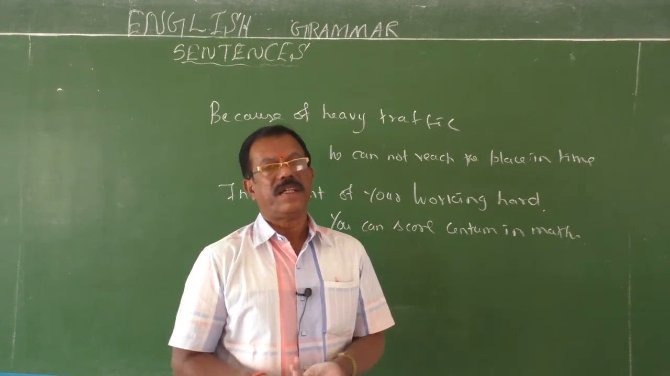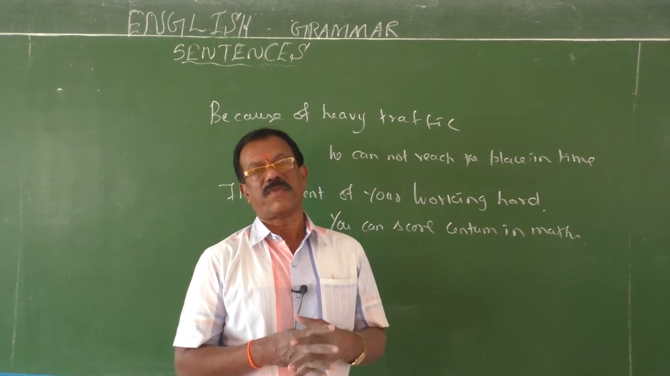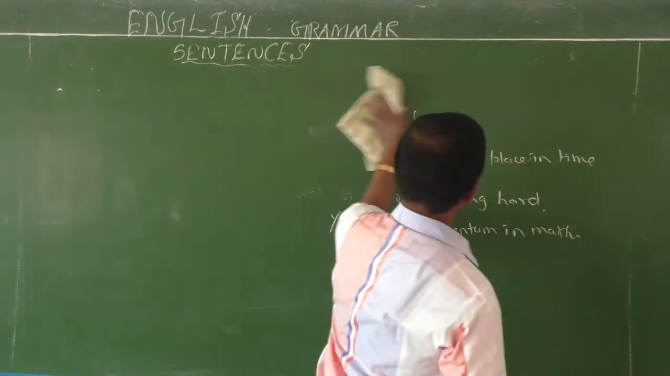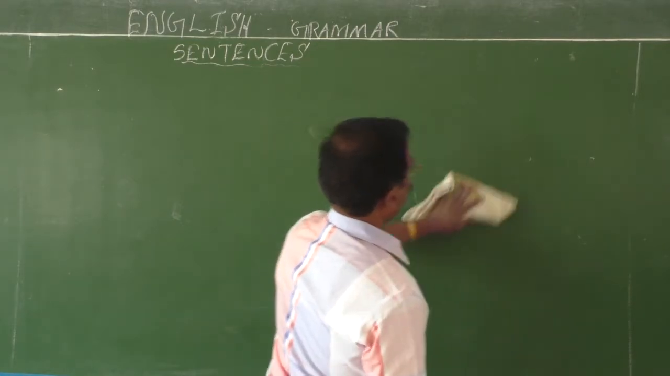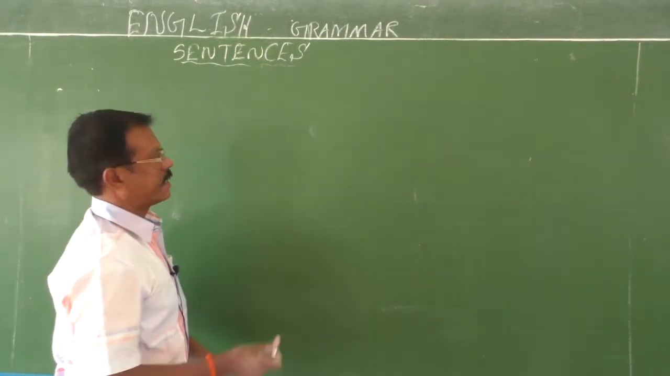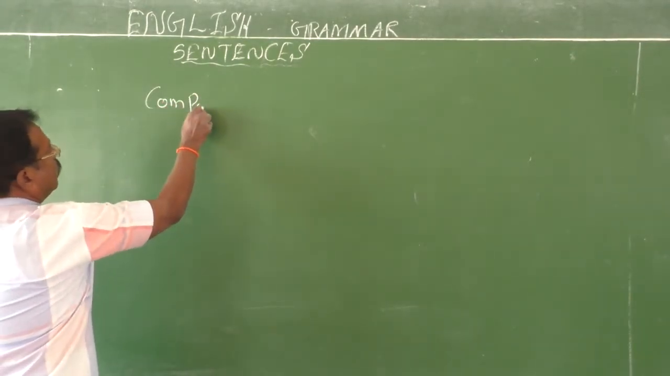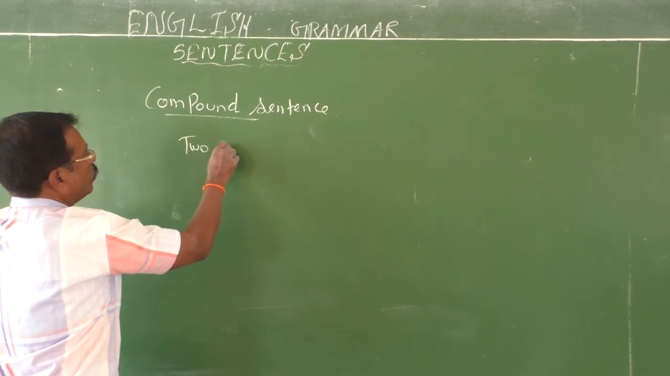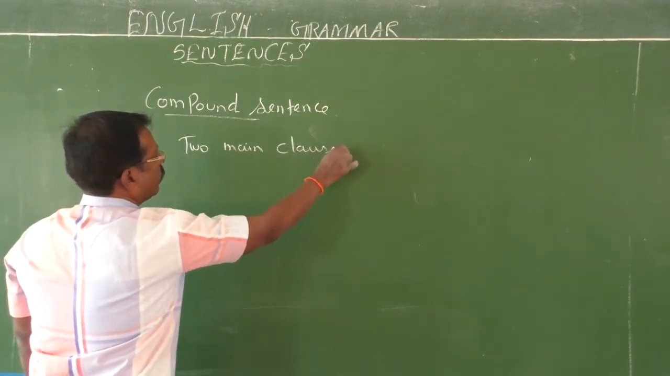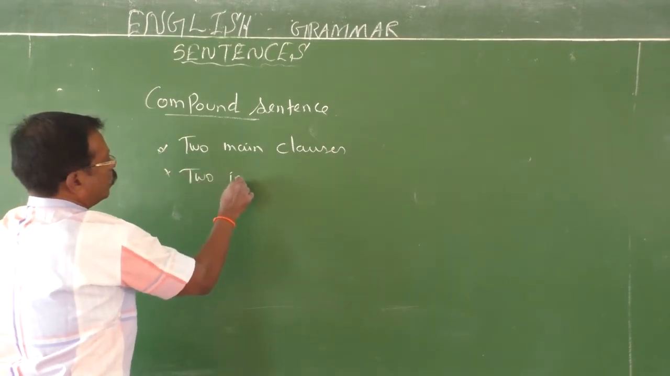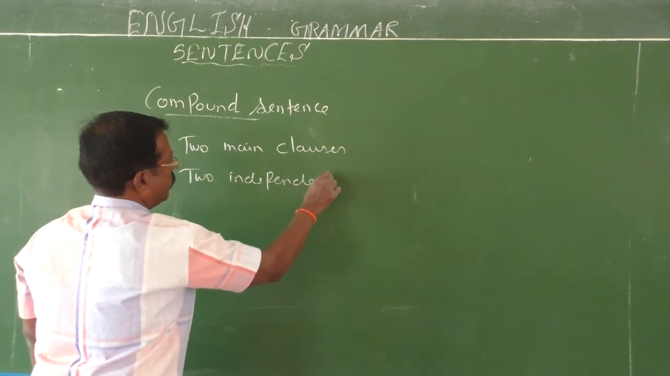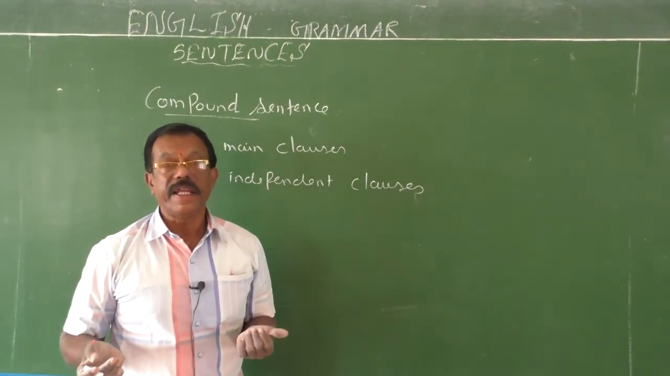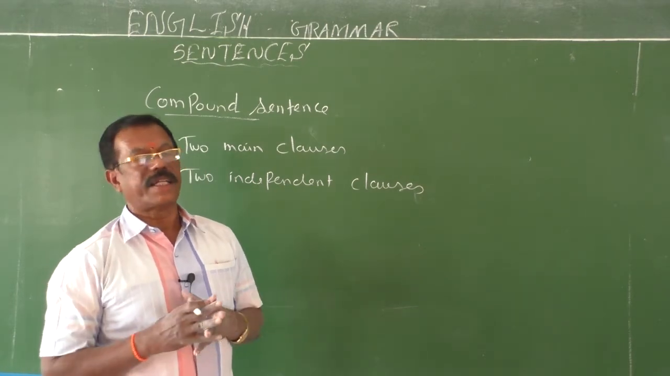Okay, fine. Next, let me explain the compound sentence. What is the structure of a compound sentence, how is it framed? I will give you an example for a compound sentence also. A compound sentence consists of two main clauses, or otherwise you can call them two independent clauses. And these two independent clauses are connected by coordinating conjunctions. Such types of sentences are called compound.